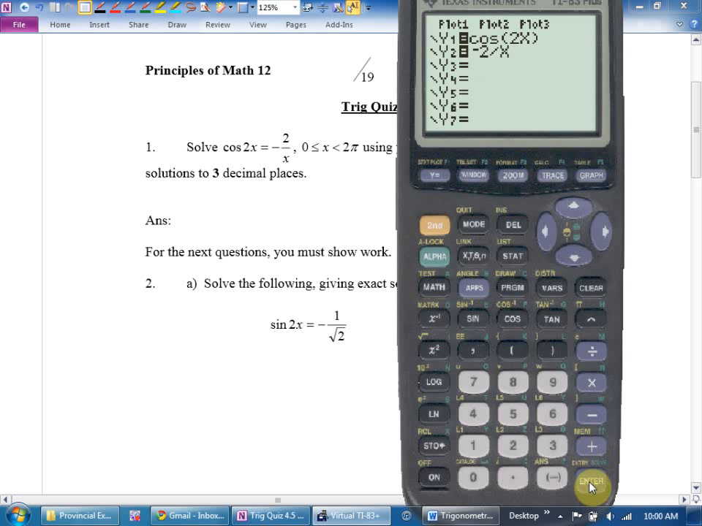Does one of you need to borrow a graphing calculator? Oh, got it. Do you need one? Oh, you got one? Oh, there we go.